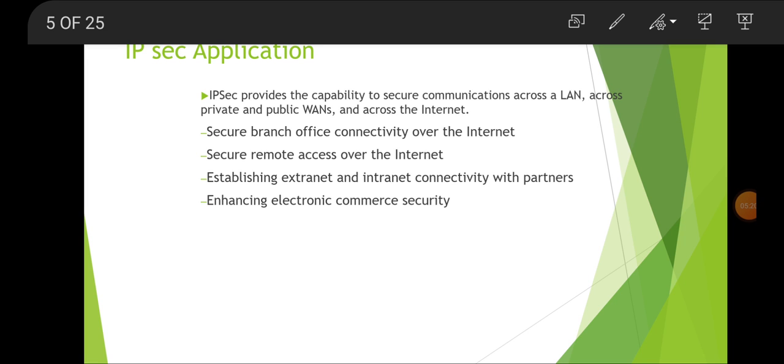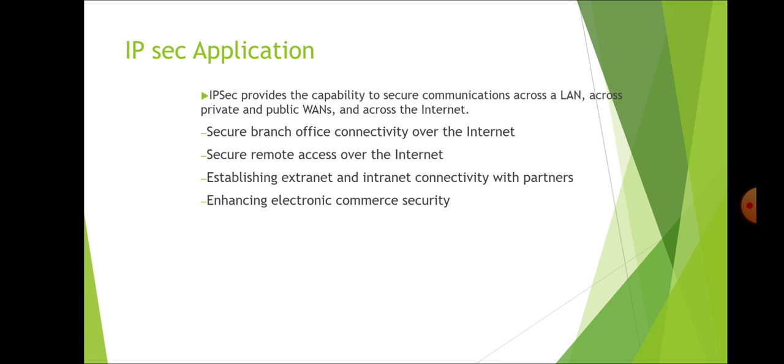Now, what is the IPsec application? What are the applications of this IP security? Why are we going for this IP security? So here I have mentioned a few applications. IP security provides the capability to secure communication across the LAN, across private and public LANs, and across the internet. So on the LAN, public or private WAN, that is a wide area network, local area network, and also over the internet. It can be applicable in all these different networks.